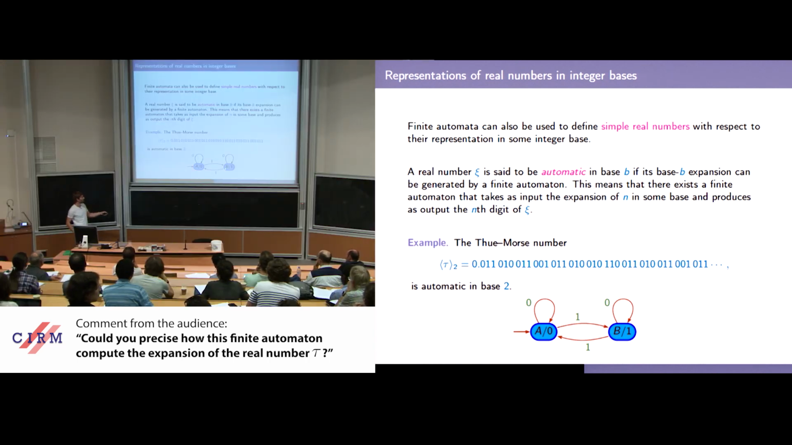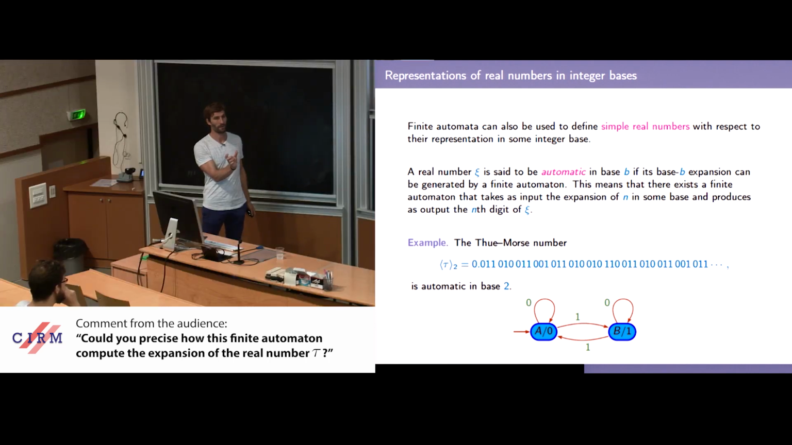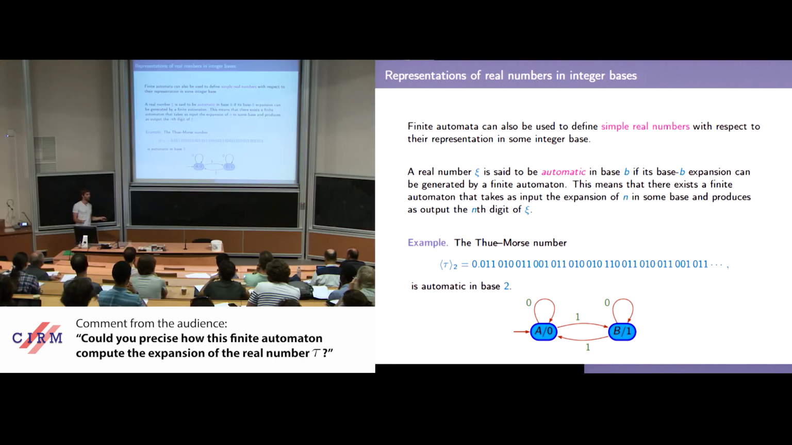So perhaps the first is a 1, and then a 0, and then again a 0, and a 1, and a 0, and a 0, and a 1. So you read these finite words. At the end of the reading, you are either in state A or B. Depending on that, the nth digit of the Thue-Morse number will be a 0 or 1. So this automaton is computing whether in your number n there is an odd or even number of ones. If the number of ones is even, you will end in A. If the number of 1s in the expansion of n is odd, you will end in B.